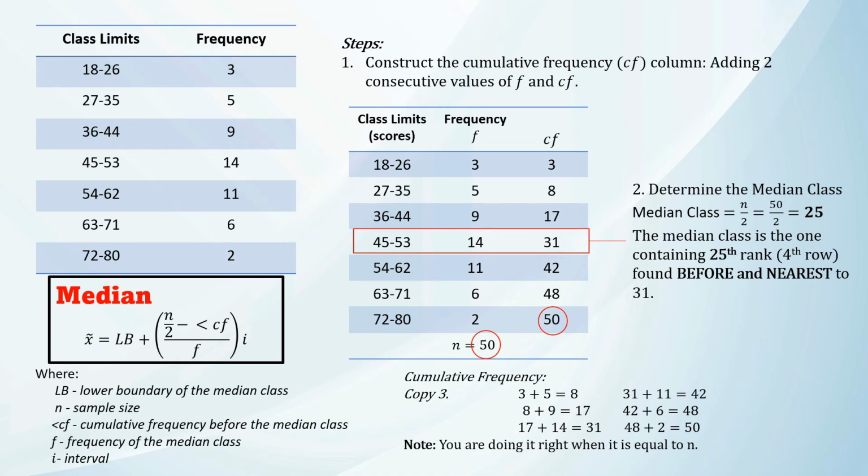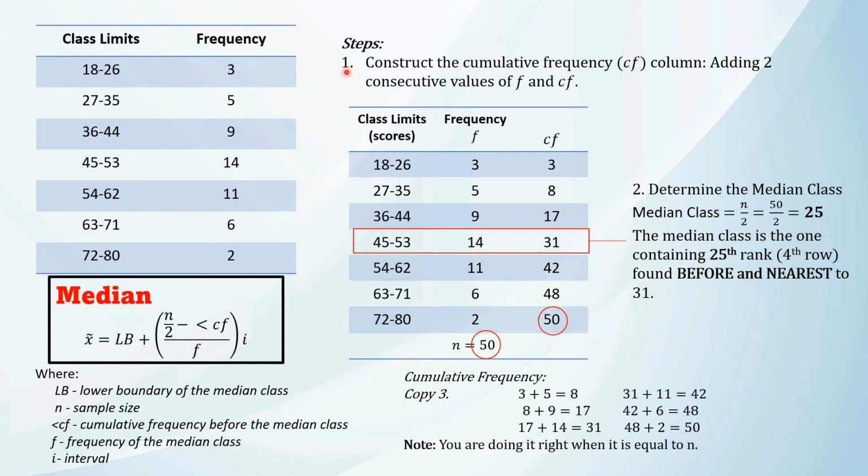Okay, next. Let's find the median. Again, you are given the same problem or the same table. And this is now the formula for the median, wherein LB is the lower boundary of the median class, N is the sample size, less than CF is the cumulative frequency before the median class, F is the frequency of the median class, and i is the interval.